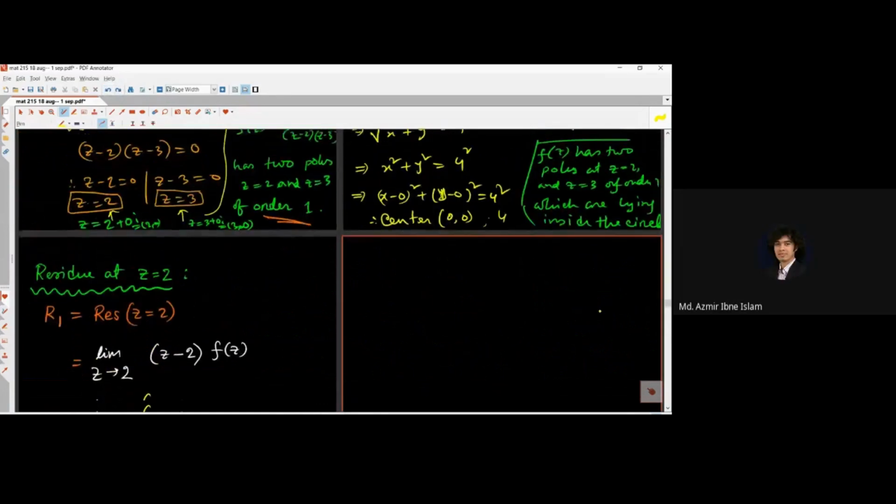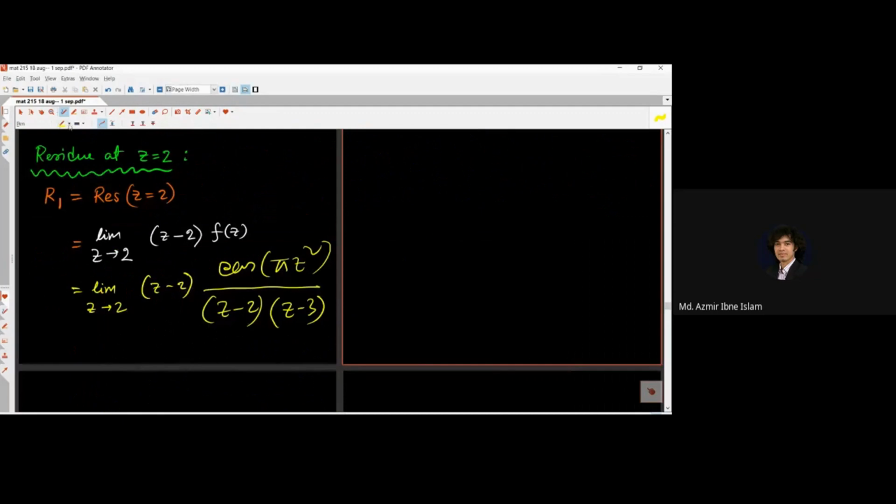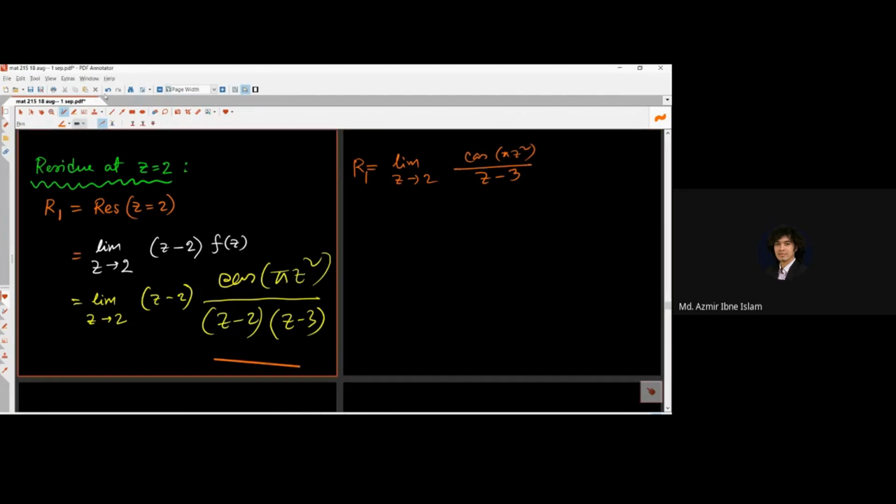Yes, sir. So we have to plug that function here. So (z negative 2) times f of z, that is cosine pi z squared by (z negative 2)(z negative 3). So let's simplify this one. You can see we have (z negative 2) and (z negative 2). So similar terms can be cancelled. So finally it is giving us R1 equal to limit z tends to 2 of cosine pi z squared by (z negative 3). This is the simplified part from this one. Clear?